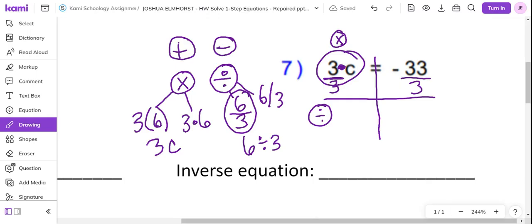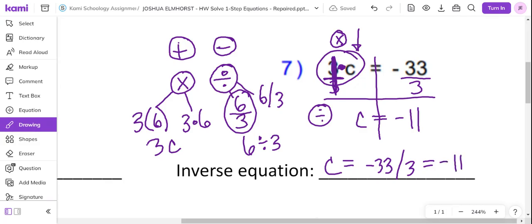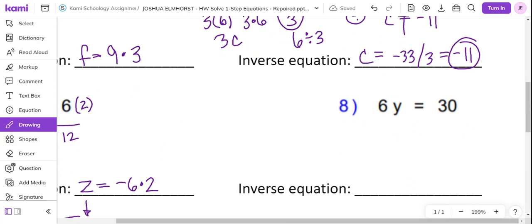and we divide by 3. So what is 3 divided by 3? 1, and that's 1c, and that's what we want. We want a positive 1 variable equal to something. And what is negative 33 divided by 3? 11. So C, the input to this situation that makes this true, is negative 33 divided by 3, which equals negative 11, is what we need to have as our input in order to get negative 33 coming out.